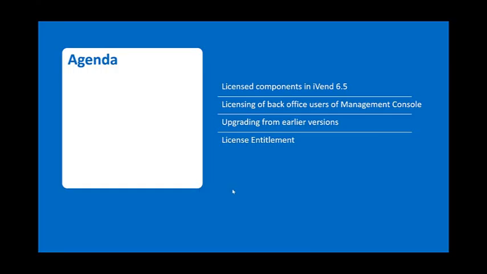We've also changed the licensing mechanism for back office users of Management Console. This was incorporated since the previous release, which was 6.4 or 2, but I thought it's important that I mention that important addition or change or flexibility in today's session. I will also talk about what it takes to upgrade from an earlier version to 6.5 and how you view the overall license entitlement from within the Management Console. So with that as the broad agenda set for the next 45 minutes, let's get started.